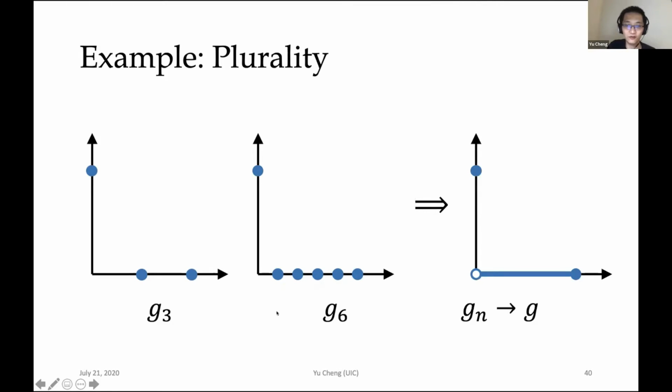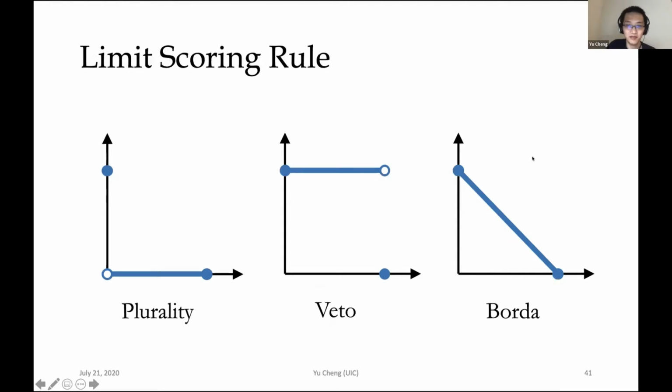In particular, for plurality, it looks like this. So you have the function equal to 1 at 0, and then it's 0 everywhere else. Okay. All right. You can draw the same figure for some of the voting rules I mentioned. Veto looks like this, and Borda looks like this.